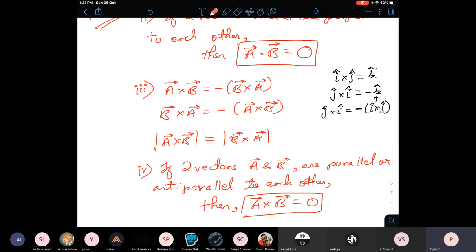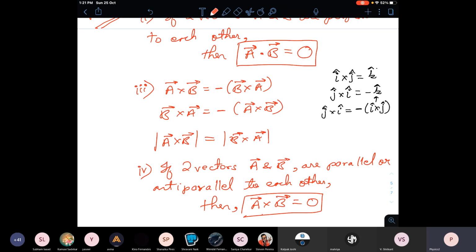I will do what? I will find A dot B. If A dot B becomes equal to 0, then I will say that A and B are perpendicular to each other. If not, they are not perpendicular to each other. If someone tells me to check whether A and B are parallel to each other or anti-parallel to each other, whatever, I will do what? I will calculate A cross B.